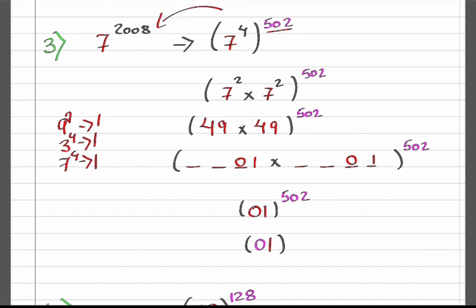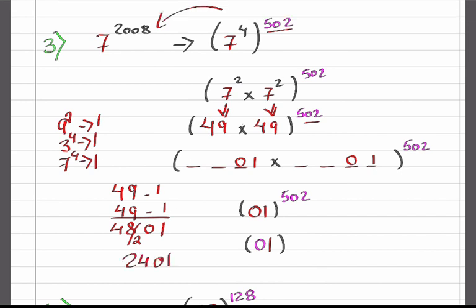What is 7 square? 49. 49 into 49 raised to 502. Now there are two ways to solve it. I can find out what is 49 square, right? If you know how to find it out, minus 1, base method. 48, 1 into 1 is 0, 1. Divide this by 2. Answer is 2401.